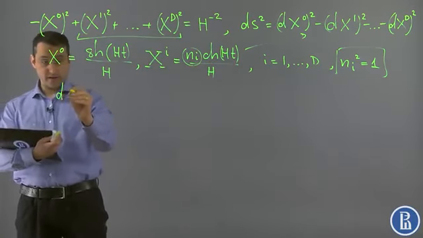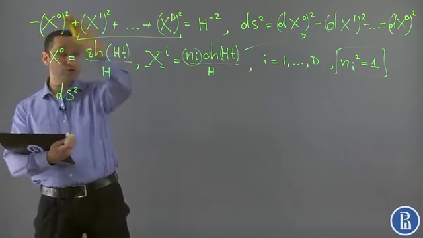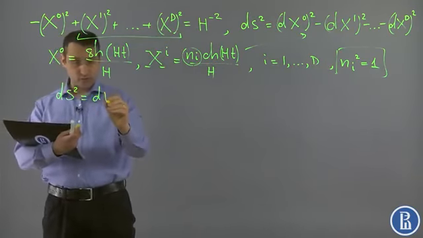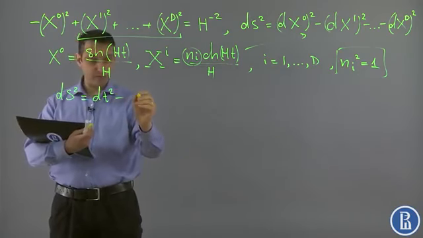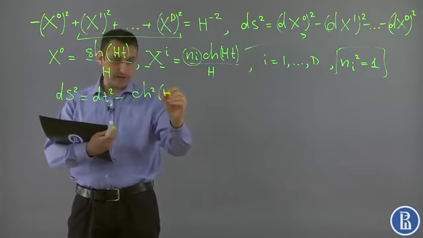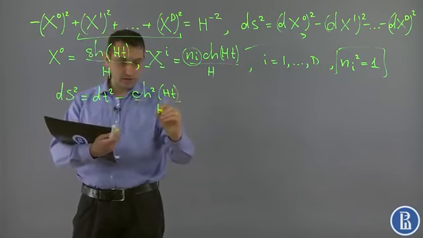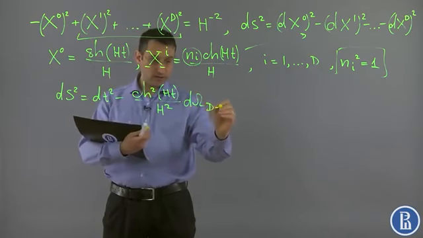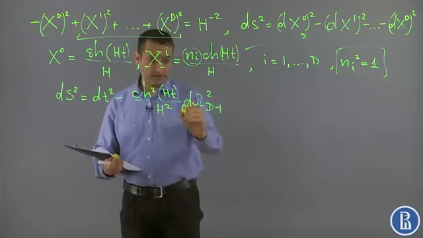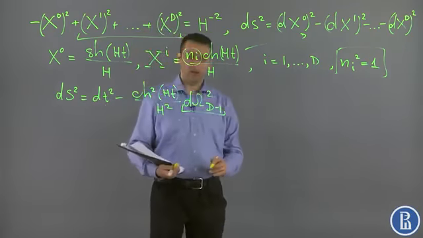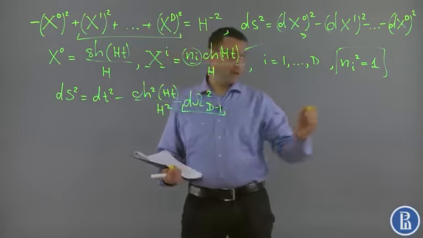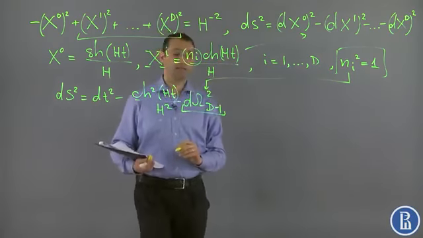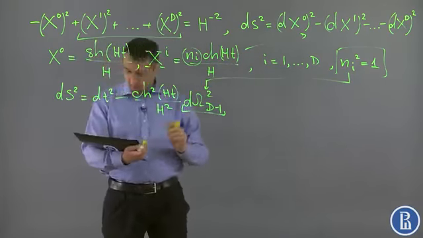So the metric that is induced on this space from this metric is equal to dt squared minus hyperbolic cosine squared of ht over h squared d omega d minus 1 squared. So this is a d minus 1 dimensional unit sphere, and it appears exactly from this. And how to see that?